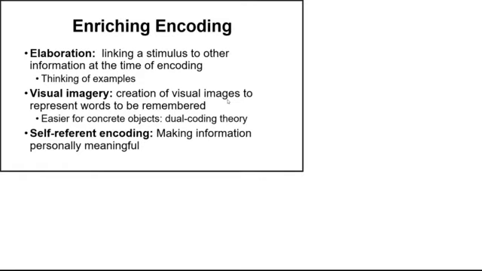And then our last way to enrich encoding is called self-referent encoding. And this is when you make it meaningful to yourself. So if you're thinking about, again, studying for a particular topic, if you think about an example in your life that helps illustrate a particular topic, that makes it a lot more relevant to you and it makes it more meaningful to you. So again, more areas of the brain recruited and you have a better recall later on.